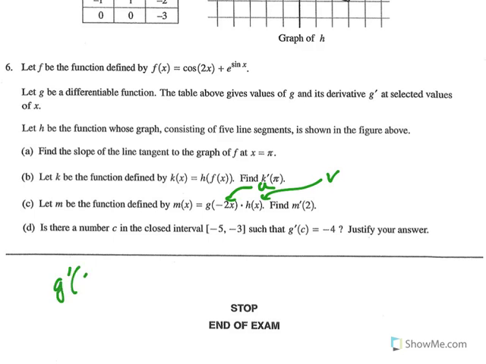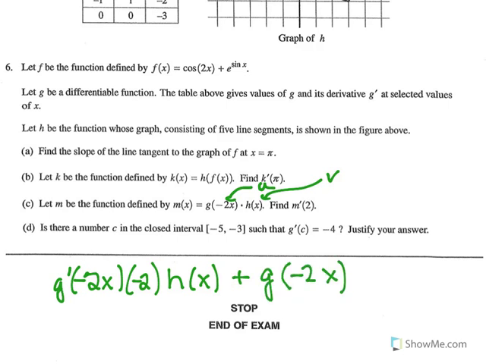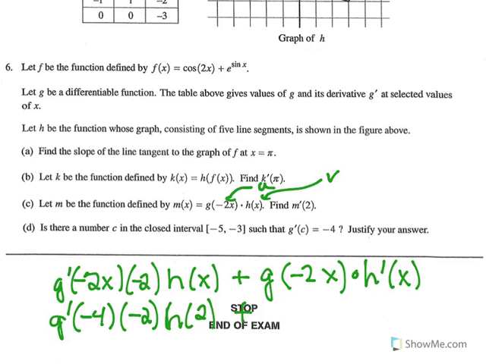Derivative of the first part would be g prime of -2x times -2, times v, which is h of x, plus u, g of -2x, times v prime, which would be h prime of x. So I'm going to fill the 2 into these values here. It's going to be g prime of -4 times -2 times h of 2 plus g of -4 times h prime of 2. A lot of maneuvering around to get to that problem right there.